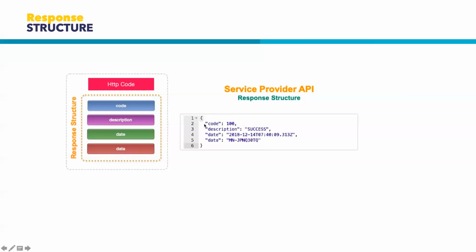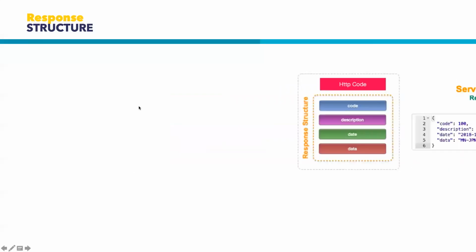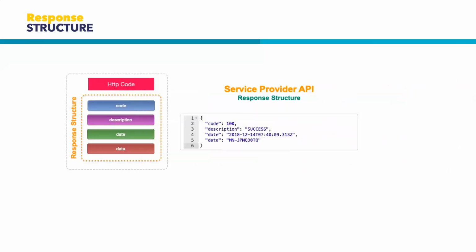Code, which is your response code, description, just describe what the response code is all about, and the date when the process was completed, and of course, data. This could be empty if you are not returning any data, or you can simply return any kind of object format here. By the way, may I ask, is everyone familiar with the JSON format?